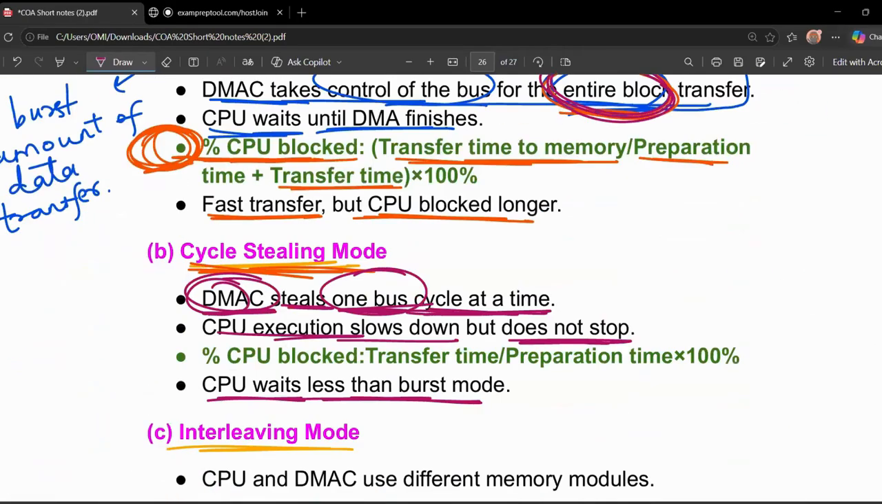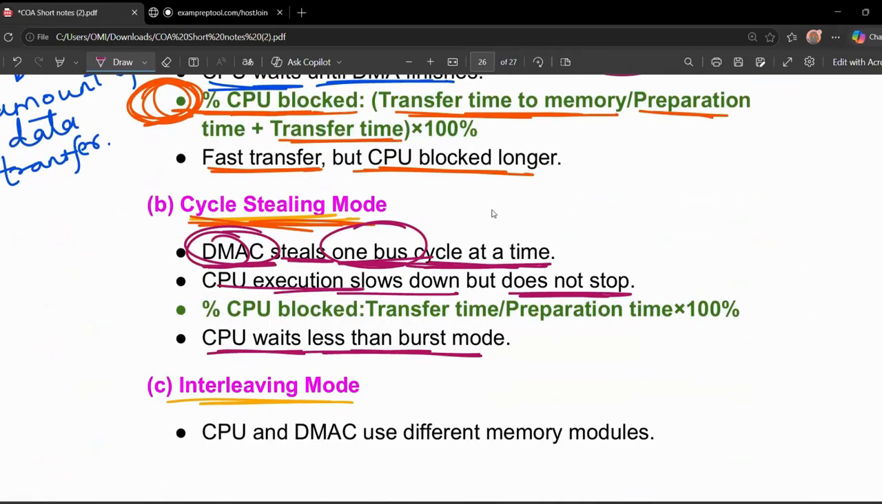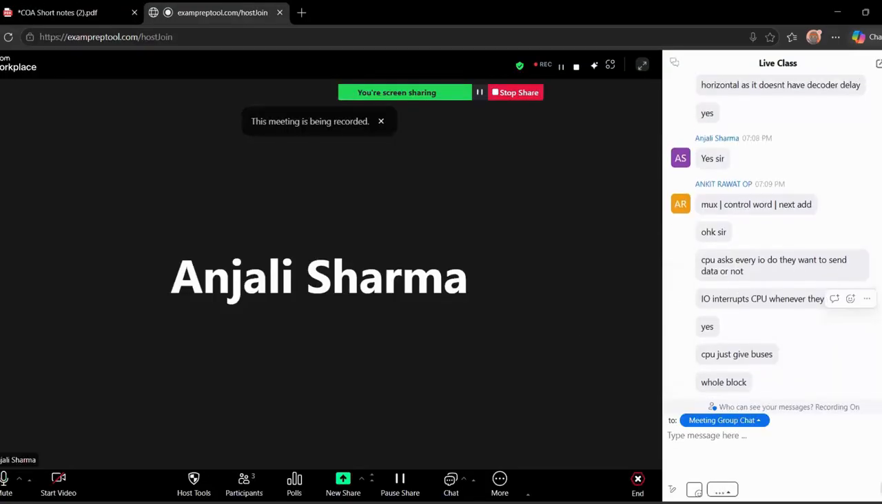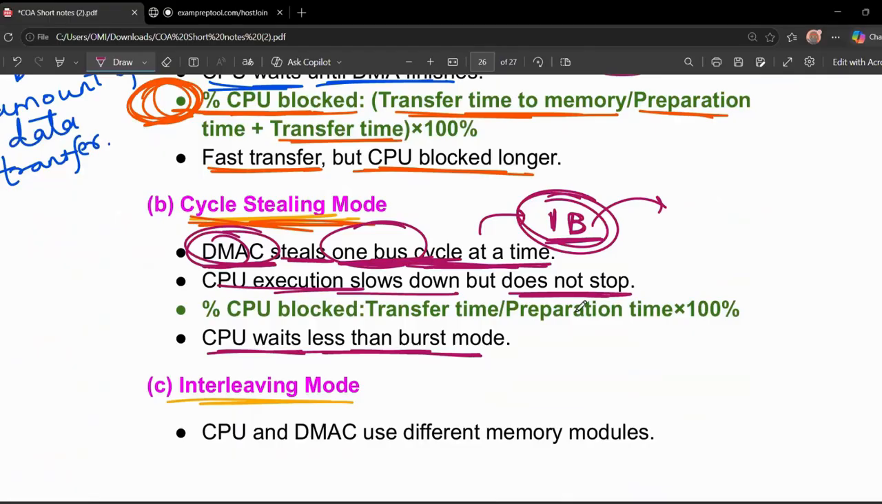Here the entire block will be transferred. But here, what happens? As soon as one byte is ready, one byte is transferred. So here, one cycle, the DMA will still... If you look at the high-level picture, you will find that CPU execution just slows down, but it does not stop.